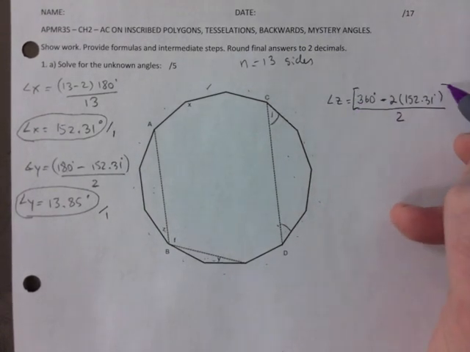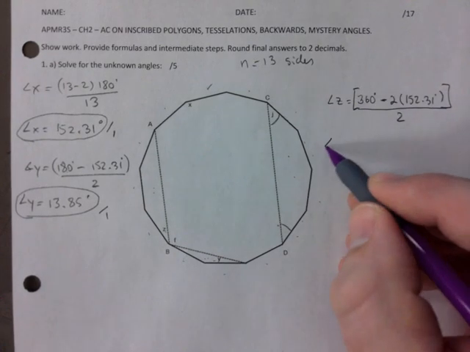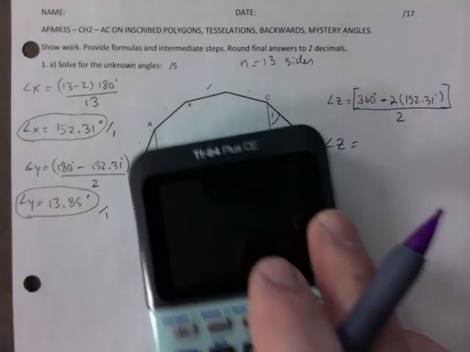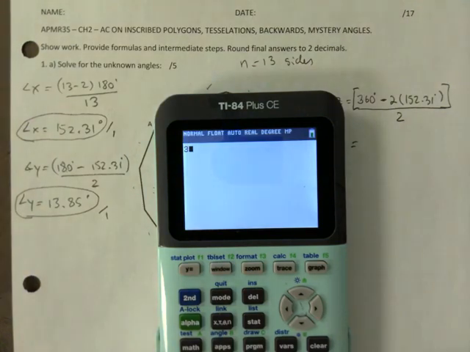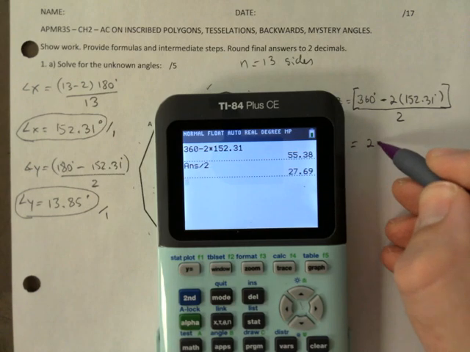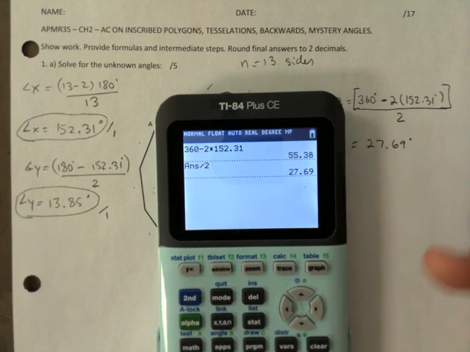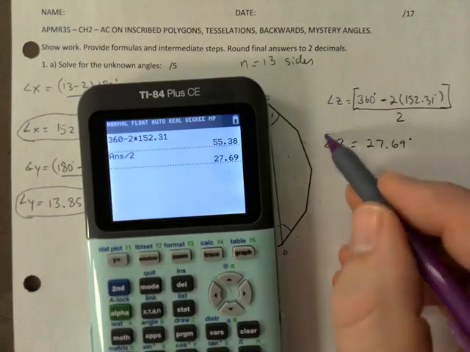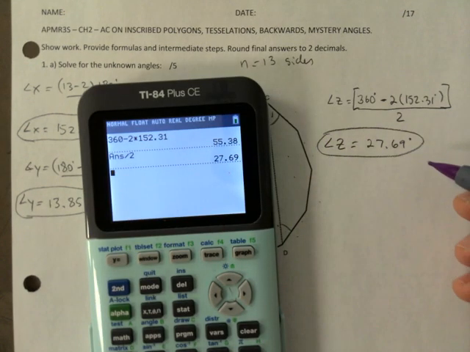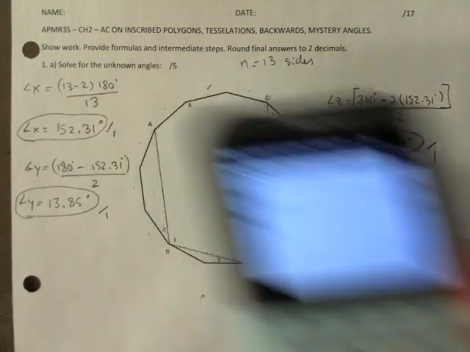So we will find out what the top is, divided by 2. So maybe I should show you one more time, right? 360 minus 2 times 152.31. I hit enter, then I divide by 2. So that's 27.69 degrees. That's another mark. Okay.